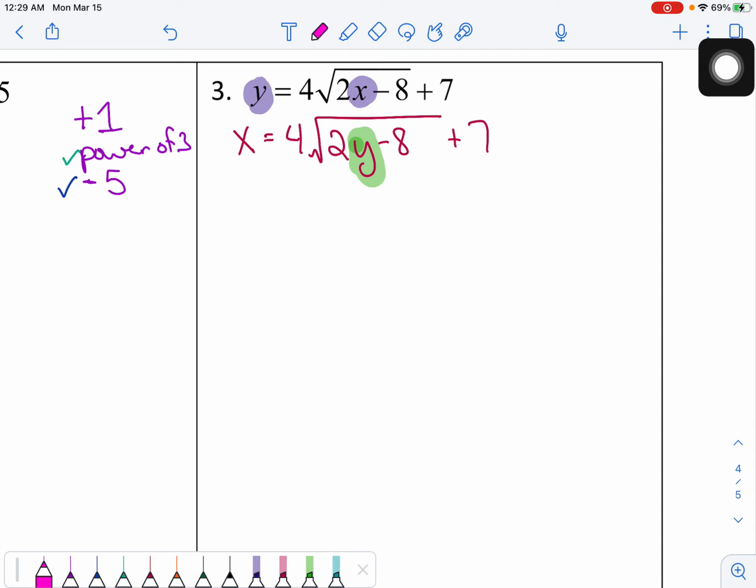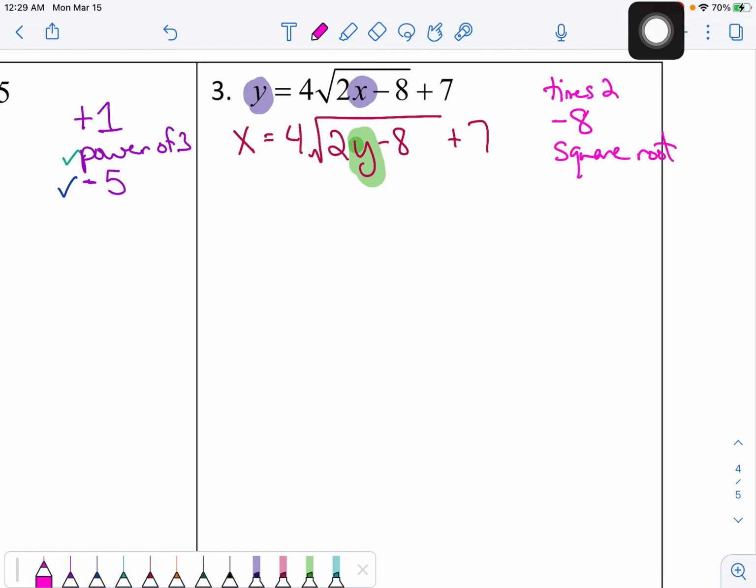So first thing we'd have to do is multiply times 2. So I'm going to do a little times 2. Then I would need to subtract 8. Okay, so that's the 2y minus 8. Now this whole thing is under a square root. So square root. Then we've got times 4. So times 4. And the last thing is to add 7. So I'm going to start at the bottom of this list and work my way to the top. So how do I get rid of a plus 7? I'm going to subtract 7.